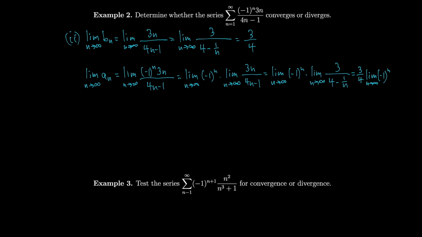And that definitely does not exist. Remember that minus 1 to the n just oscillates back and forth infinitely often. Multiplying it by 3/4 doesn't change anything. It's still going to oscillate from minus 3/4 to 3/4.